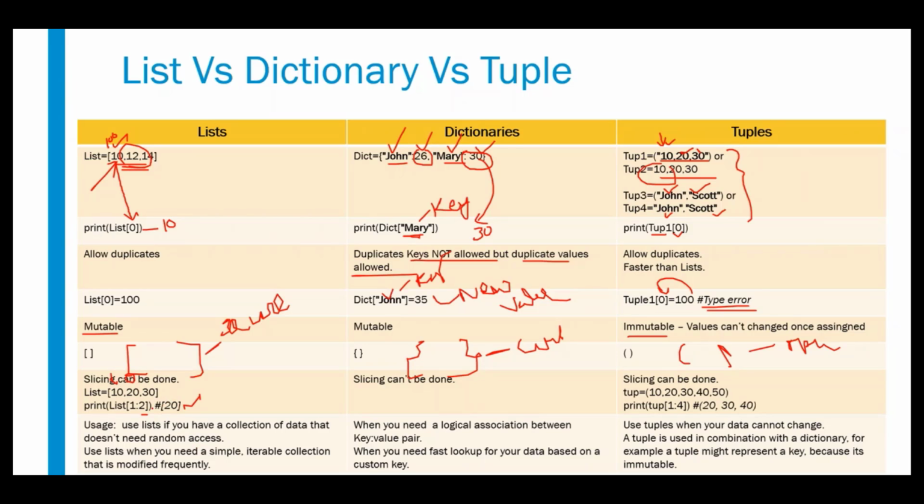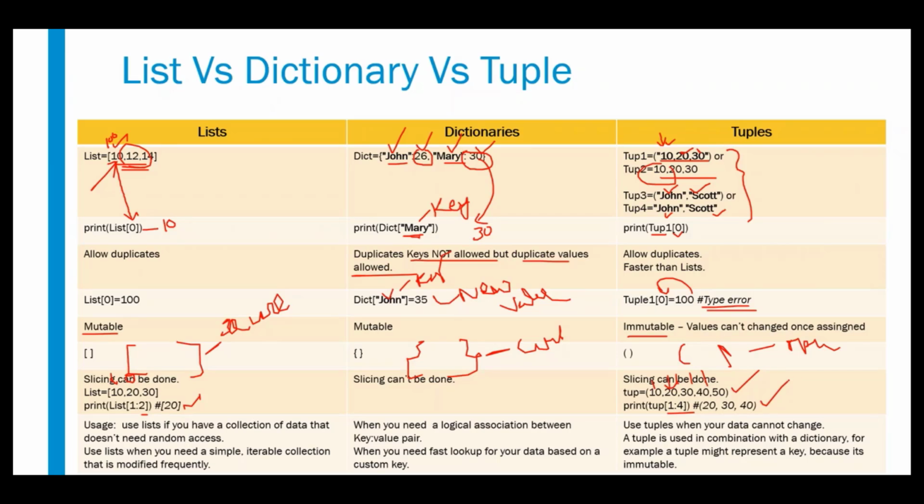But in dictionaries, we cannot do slicing. We cannot get the values from one position to another, because a dictionary does not maintain any proper order. Okay, that's the main point. In tuples, we can still do slicing, just like a list. Suppose I have a tuple and I want 1 comma 4: it starts from 20, and 4 means 1, 2, 3, 4, till 40. So slicing can be done in tuples. It is exactly the same as a list.